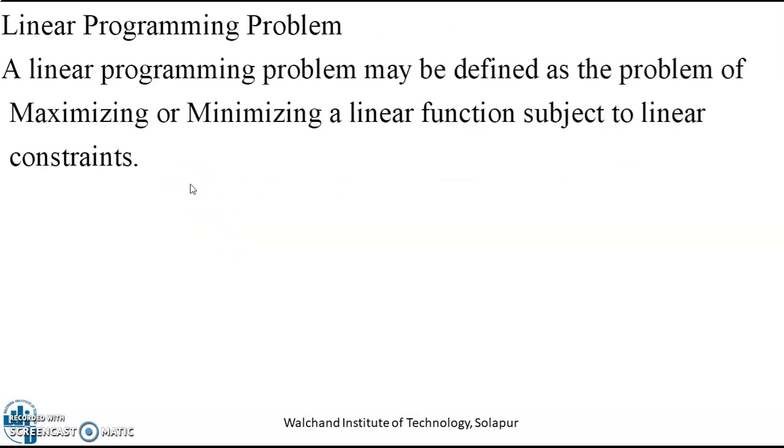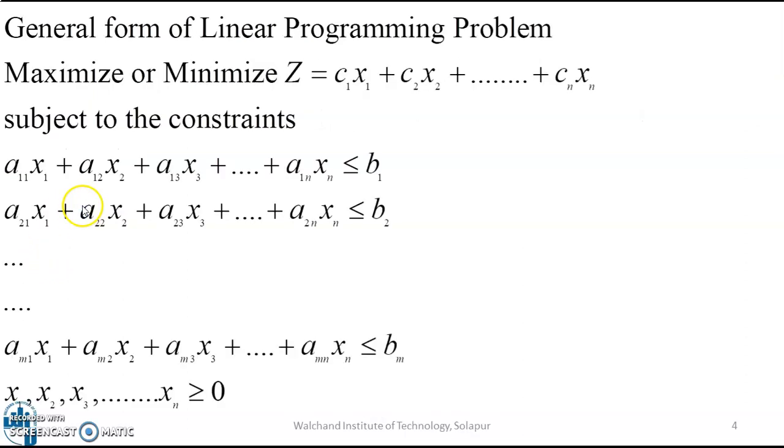So what is a linear programming problem? A linear programming problem is a problem of maximizing or minimizing a linear function subject to certain conditions, which are also called the constraints. Generally, a linear programming problem has such a general form.